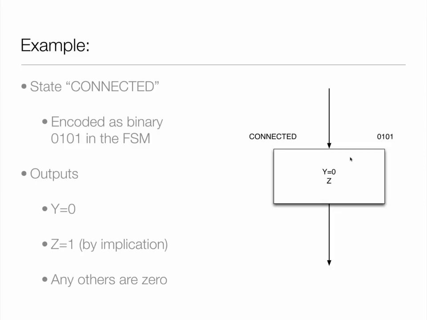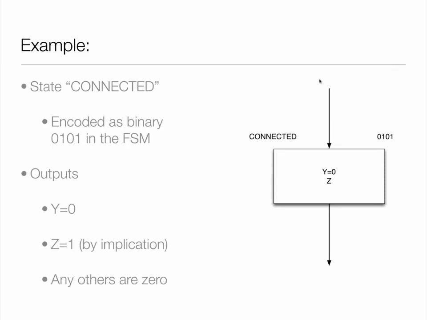So here's an example. This state is called connected. I could have called it anything, but I've called it connected. It's actually 0101 in binary, so we've got up to 15 states, up to 16 states here. Okay, so that's 4 D-type flip-flops. And I'm saying explicitly in one case that y equals 0, although I don't technically have to, because if I don't write it, we assume it is. And I've written a z, and that means z equals 1.